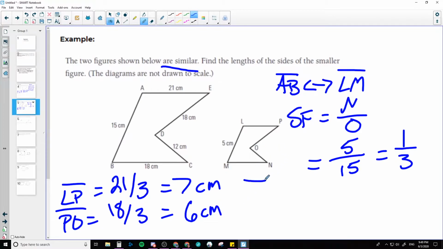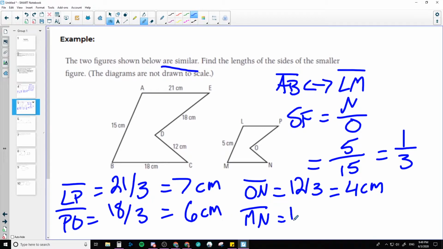Okay, we've got ON. It's going to equal 12 divided by 3, which is 4 centimeters. And the last one, MN, is 18 divided by 3, which is 6 centimeters. Okay, we use the scale factor to figure out, okay, how many centimeters are each of these sides using the original figure's measurements. Okay, let's take a look at our next example here.